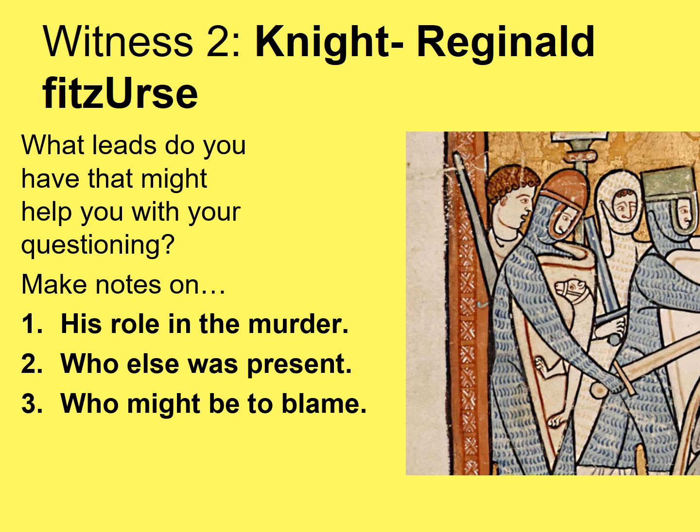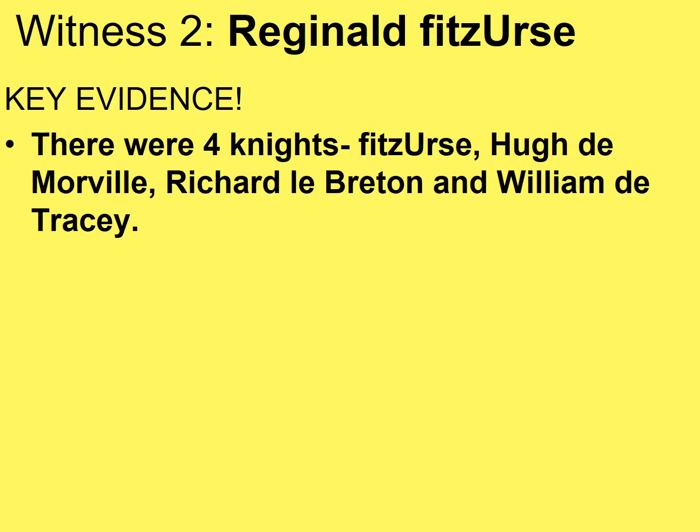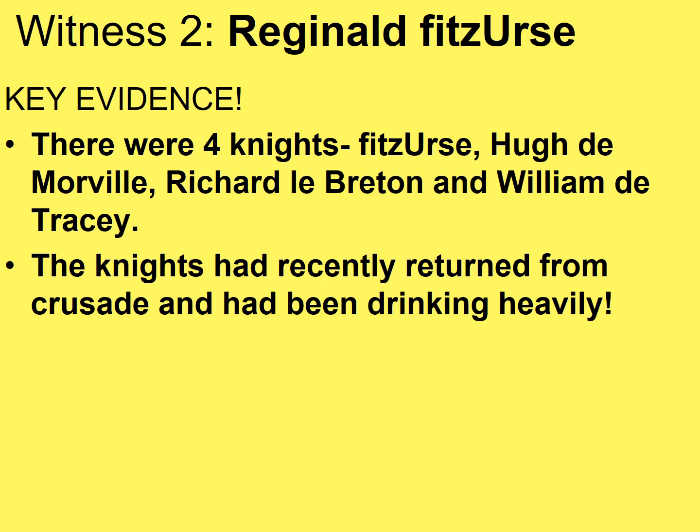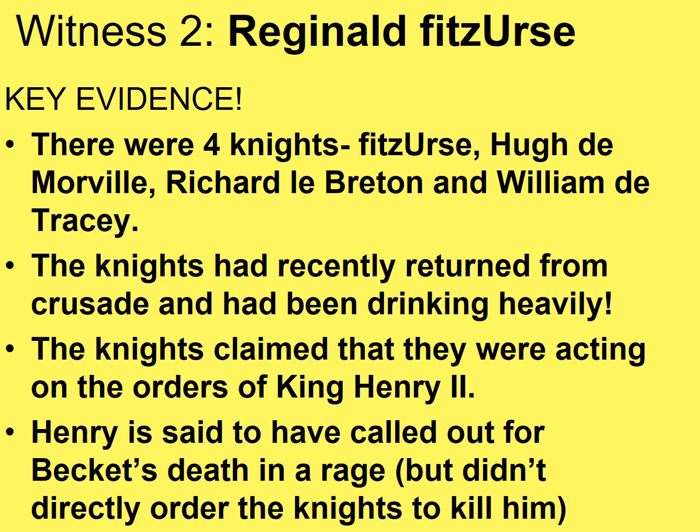No further questions. All right, let's have a look at the key evidence that we've got from Reginald fitzUrse. Firstly, you should have written down his name by now. There were 4 knights: Reginald fitzUrse, Hugh de Morville, Richard le Breton, and William de Tracy. The knights had recently returned from crusade and had been drinking heavily. This might explain their rash actions. The knights claim that they were acting on the orders of King Henry II, although from what they've said, it doesn't sound like a clear order to kill. Henry is said to have called out for Becket's death in a rage, but he didn't directly order the knights to kill him. Pause the video while you make any necessary notes.